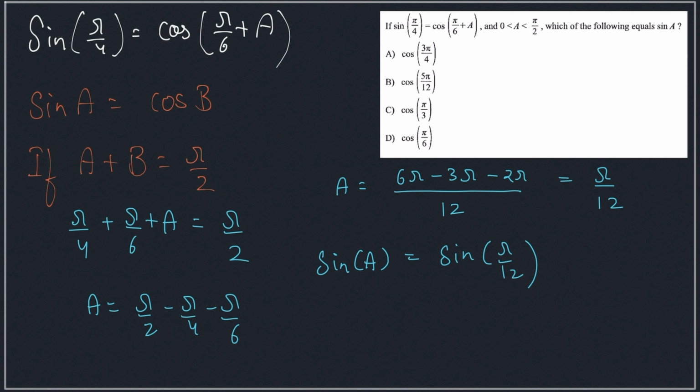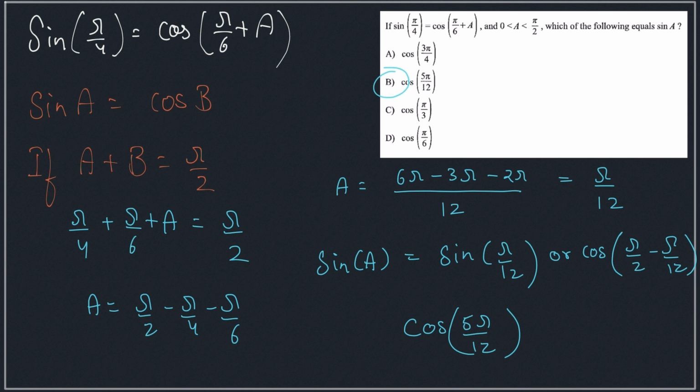We can rewrite this as cosine of pi by 2 minus pi over 12. As complementary angles have the same sine and cosine value, we can rewrite sine pi over 12 quite easily as cosine of pi over 2 minus pi over 12, or cosine 5 pi over 12.